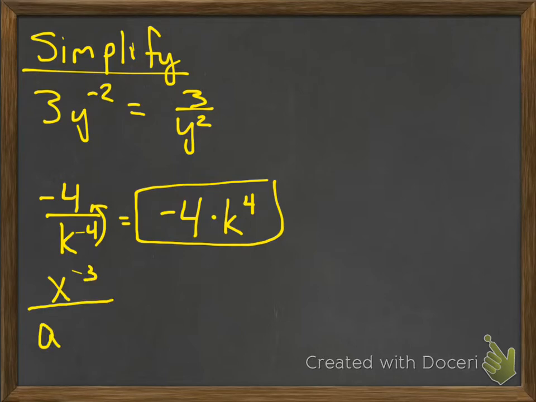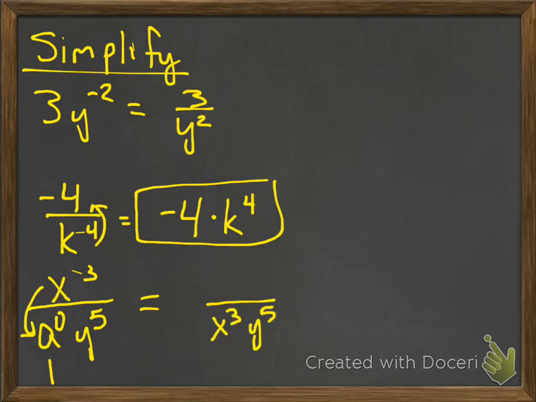x to the negative 3rd over a to the 0 times y to the 5th. Well, a to the 0 is just 1, so I don't need that. The x to the negative 3rd is going to move down, so that would leave me x to the 3rd, y to the 5th, both on the bottom, nothing on top. So what do you think goes up on top? A 1. Very good job.